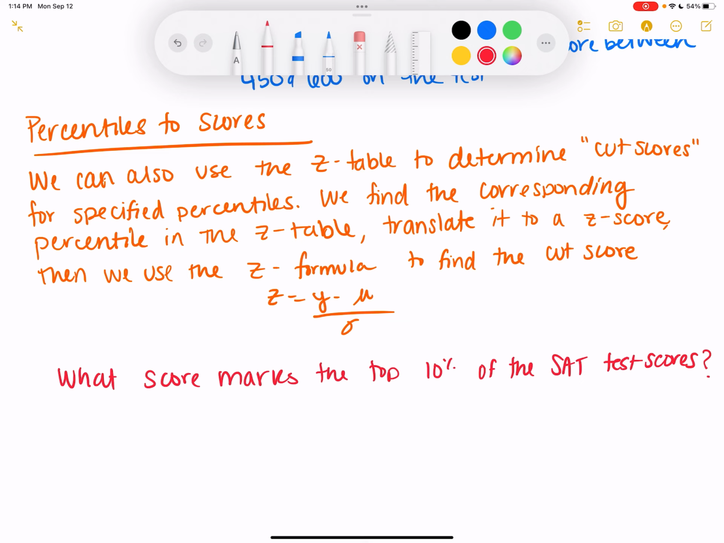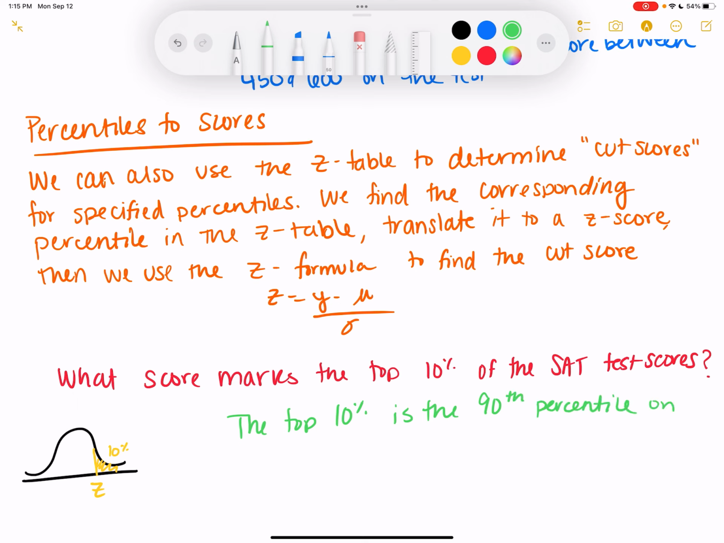So with this one, to get a picture, okay, whoa, that's a bad curve. The top 10%, okay, is going to be up here. Okay, this is the 10% at the top for the z value that we're finding. But what we need to know is that when we're doing this, the top 10% is the 90th percentile on the z chart.